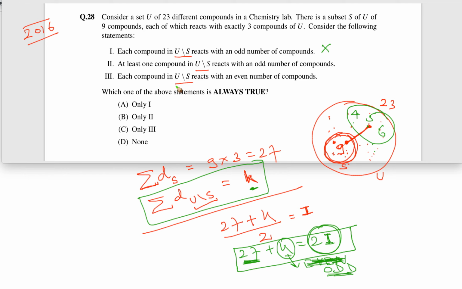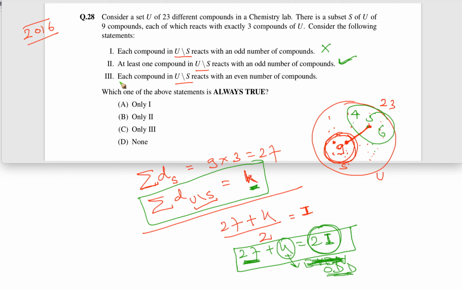When somebody says that at least one compound in U minus S reacts to an odd number of compounds, that is true. Why? Because if that is not true, it means every compound is reacting with an even number of compounds. In that case, the summation will also be even, but that violates the fact that the summation is odd, which we already know. That's why this statement is the only one which is correct. So there must be at least one compound which reacts with an odd number of compounds.